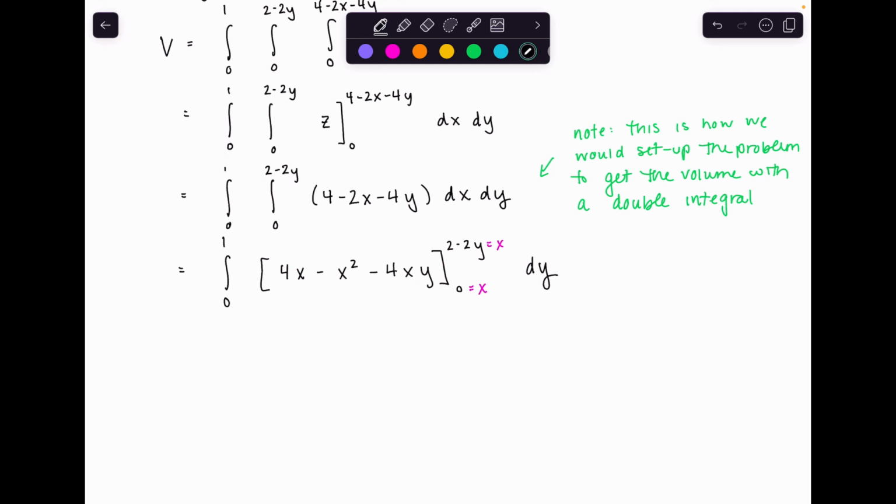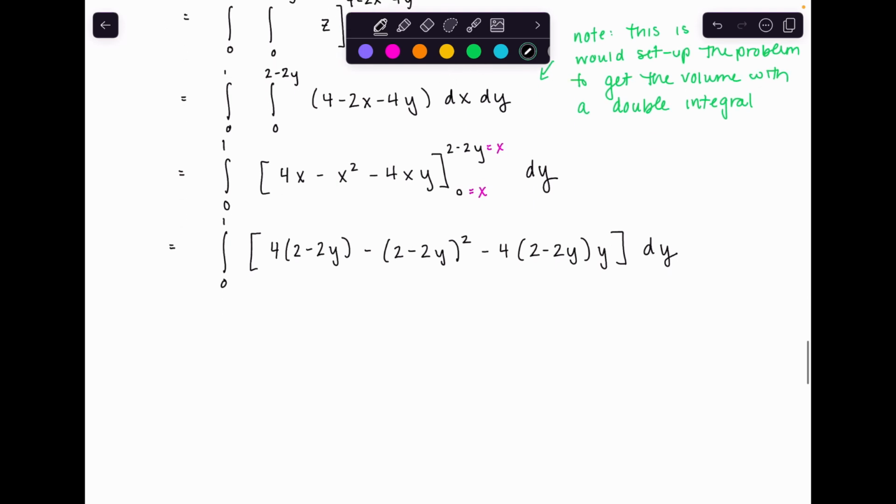So we've got some algebra we're going to have to do to be able to integrate this. And again, luckily when we plug in that lower bound, it's just going to disappear completely. So we get 4 times 2 minus 2y minus 2 minus 2y squared minus 4 times 2 minus 2y times y, and then integrated with respect to y. So I need to go through and I need to expand all of this out because there's no way I can integrate it otherwise. First piece, thankfully, is just distribution, 8 minus 8y.